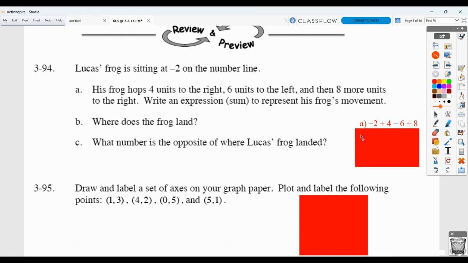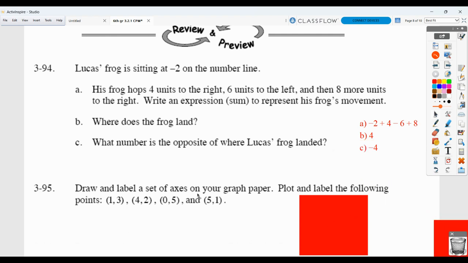So we would say he's starting at negative 2. He's going 4 units to the right, which means plus 4. He's going 6 units to the left. You can make that minus 6 or plus negative 6, and then 8 more units to the right. And again, if you do that on a number line, you'll get your answer, which is positive 4. And then what number is the opposite of where it landed? Of course, that'd be negative 4.